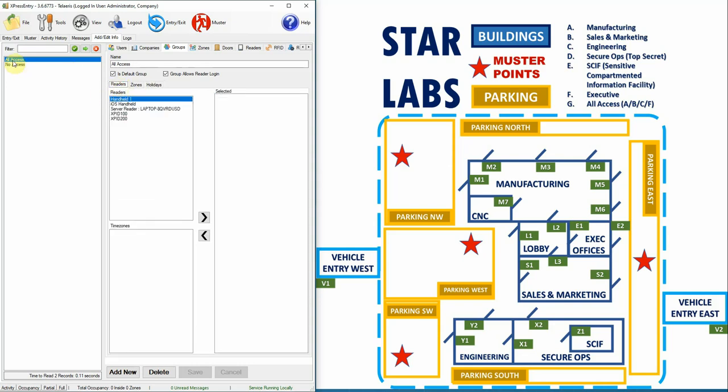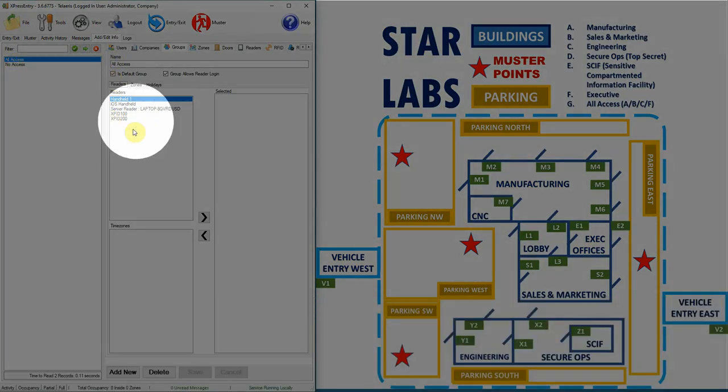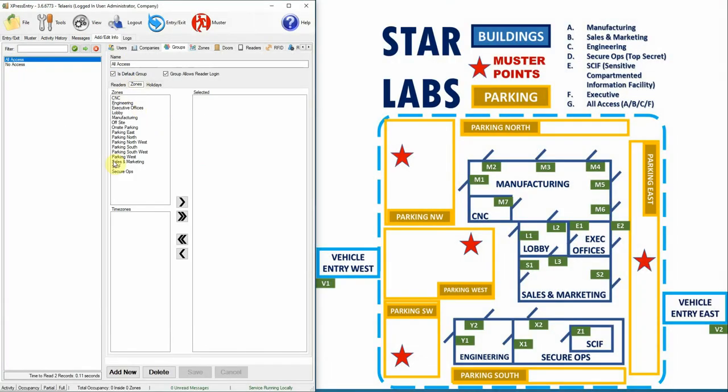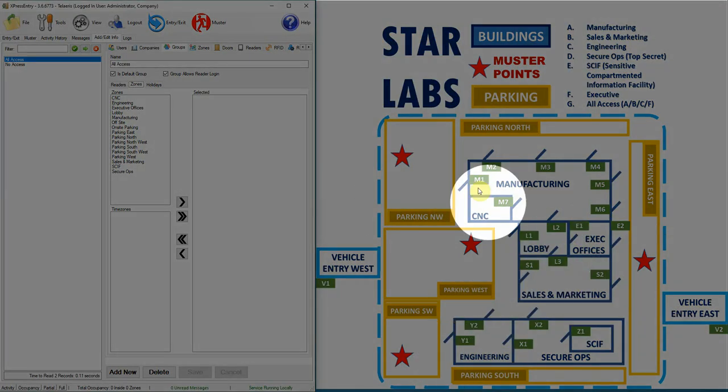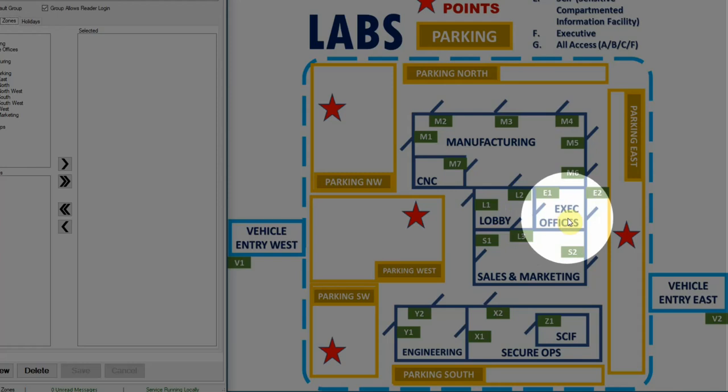So we have a default group called All Access. Usually this group will have access to all the zones that are within the facility, and you can create specialized groups for different applications. So I'm going to partition my entire region here into an upper region and a lower region, and I'll just create two groups for the upper region and for the lower region. The upper region will be the manufacturing, lobby, and executive offices, and the lower region is going to be the sales and marketing, engineering, secure ops, and the SCIF.